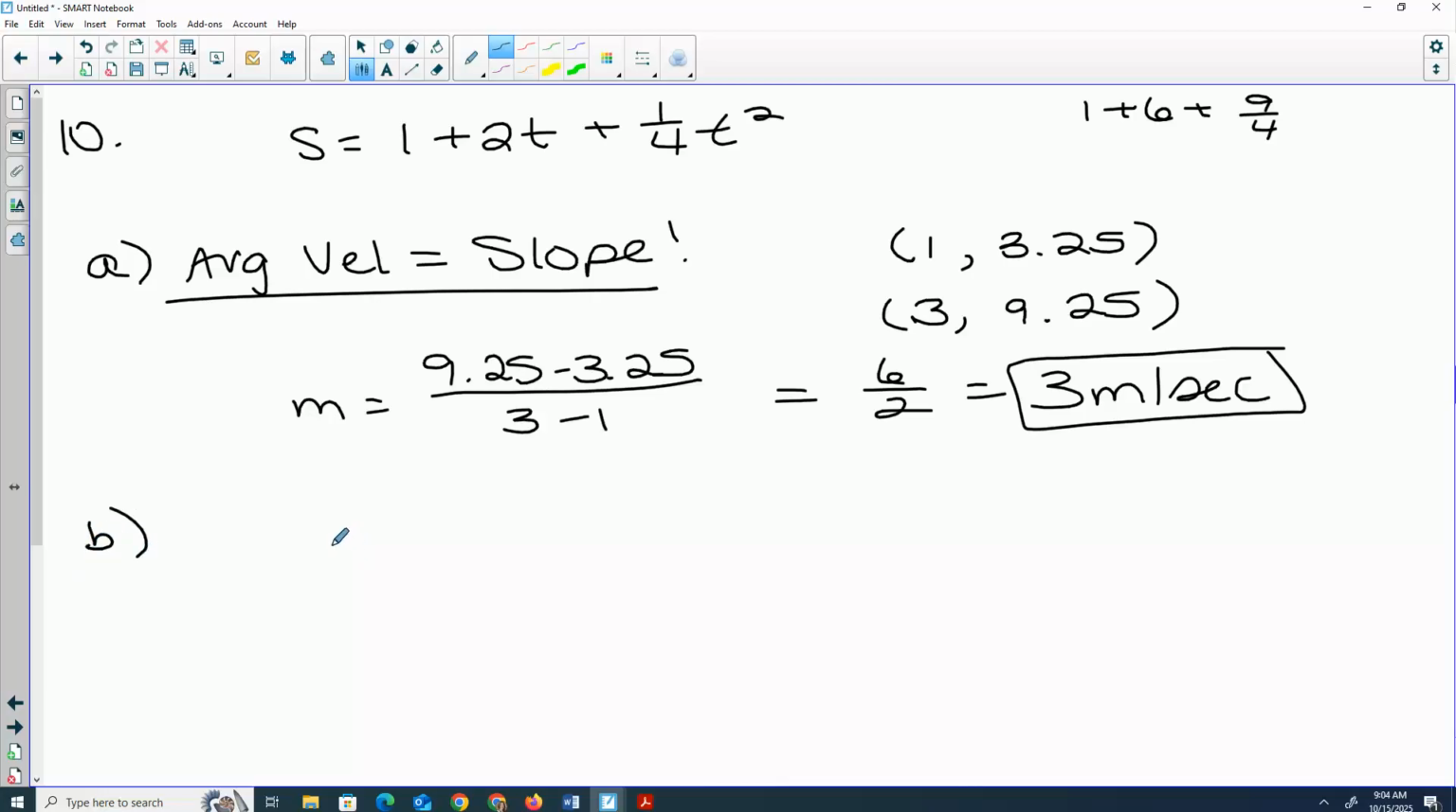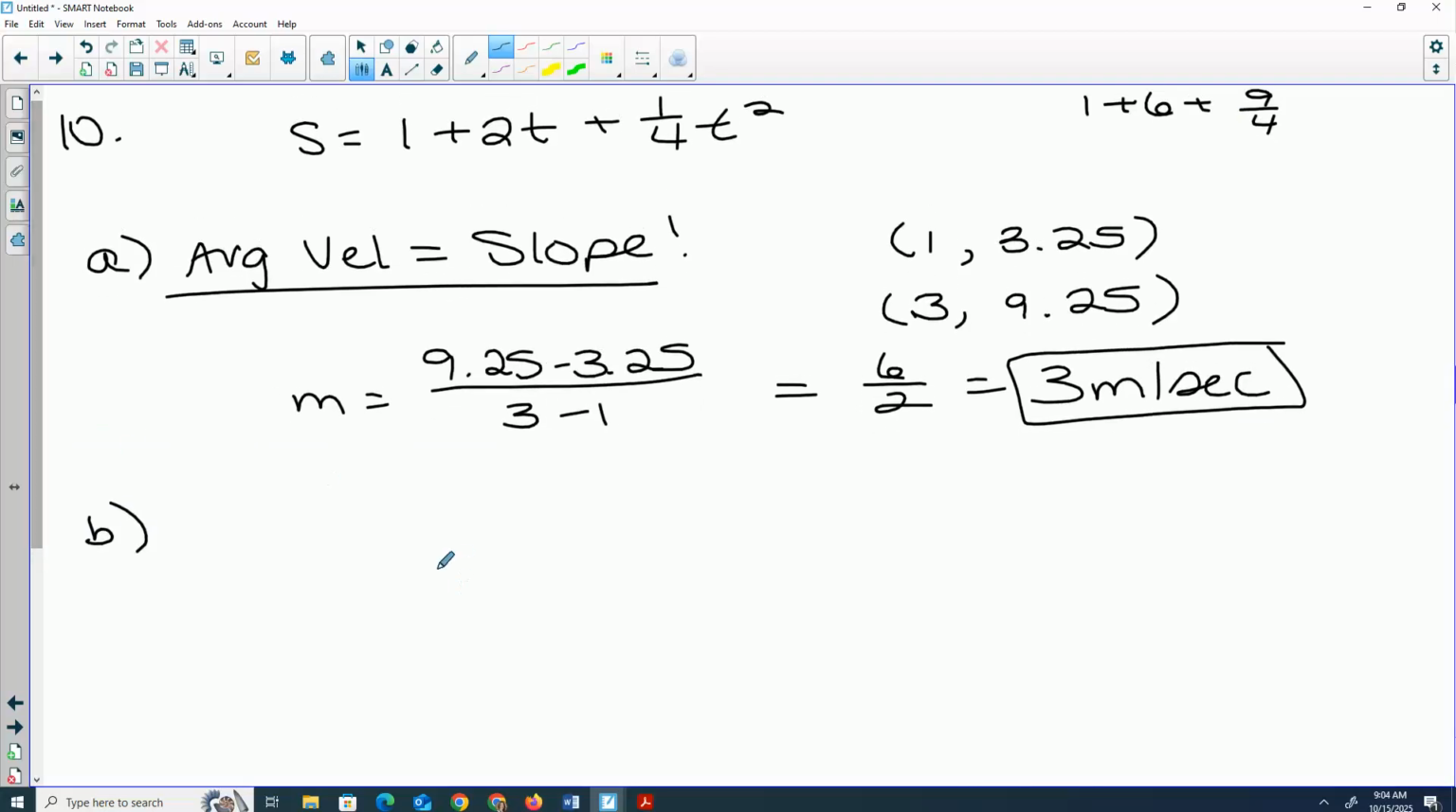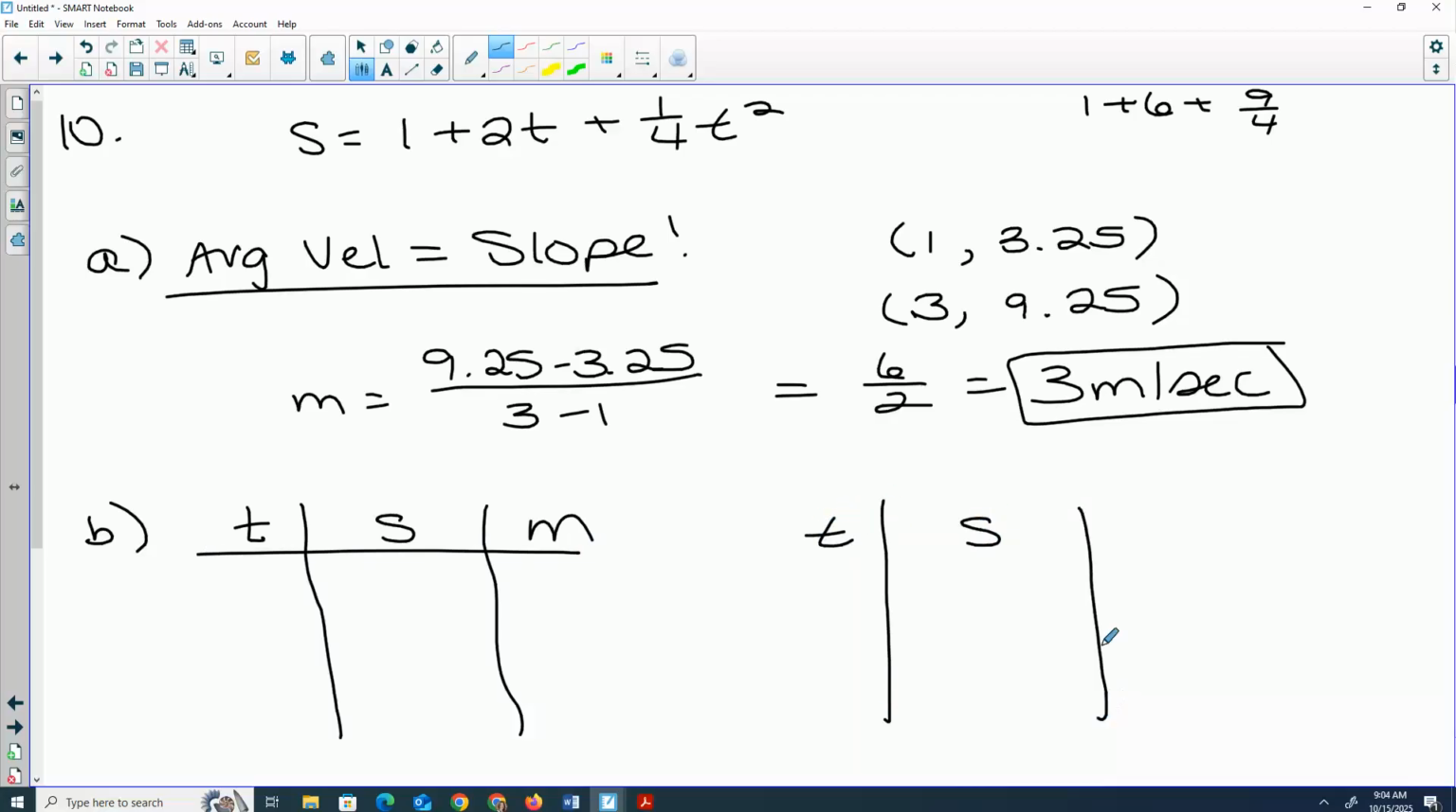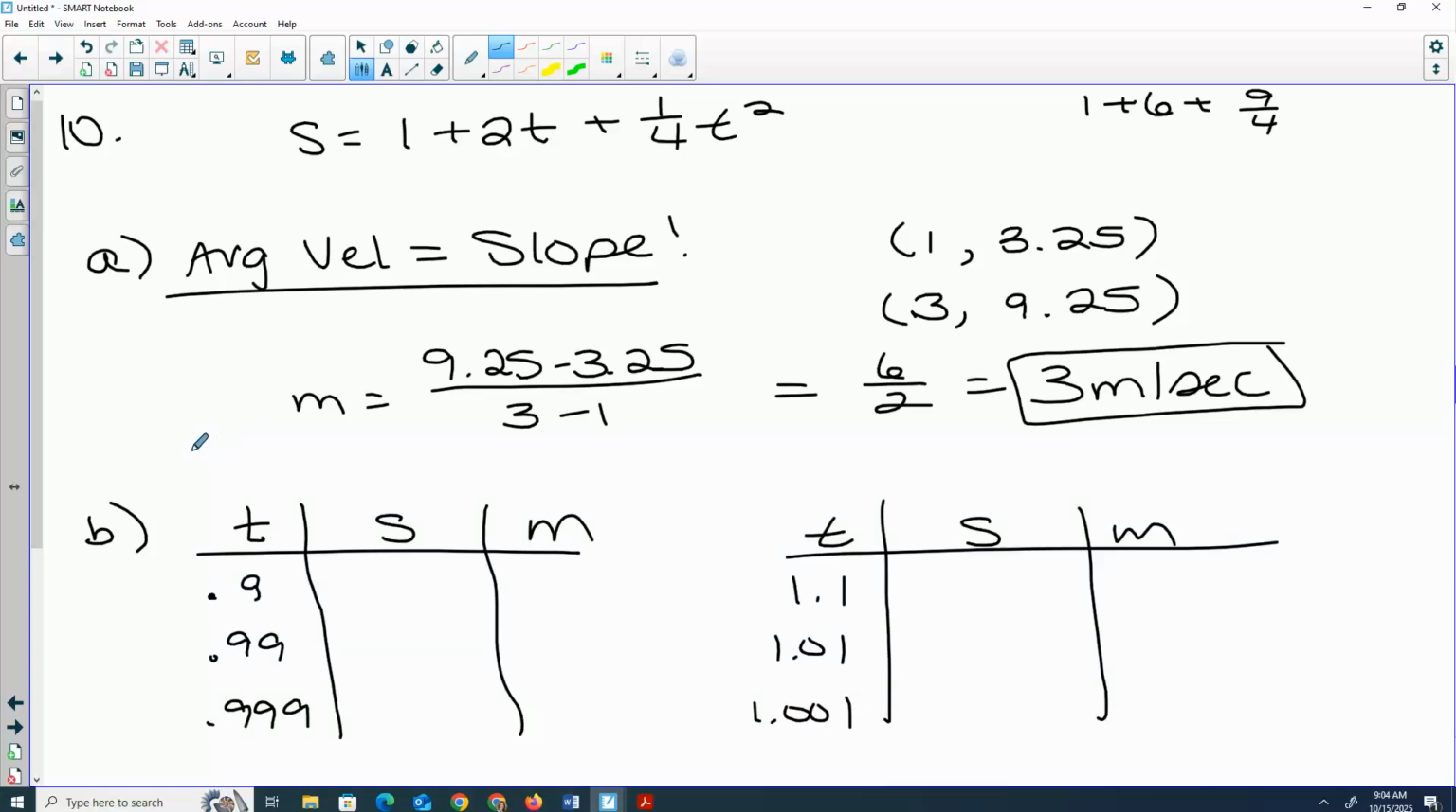Part B says find the instantaneous velocity when t is equal to 1. Now back when we did instantaneous, that's when we were making those tables. We had to have a t, an s, and then a slope, and we had to do 2 tables. So for our times, we are approaching 1, so we do things smaller than 1, and then things bigger than 1. So I'm comparing them all to this point.